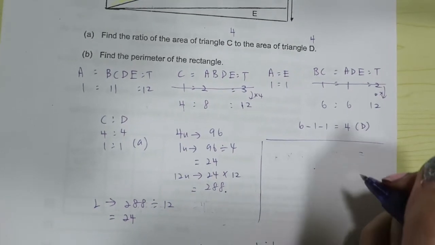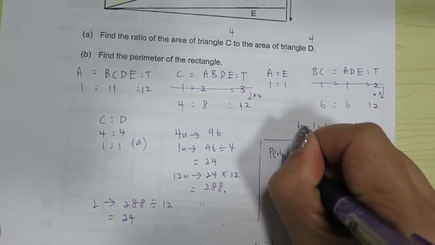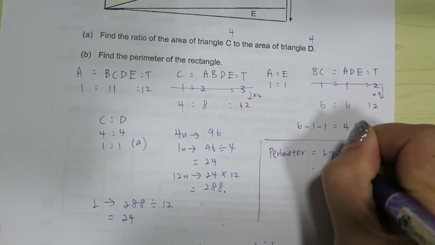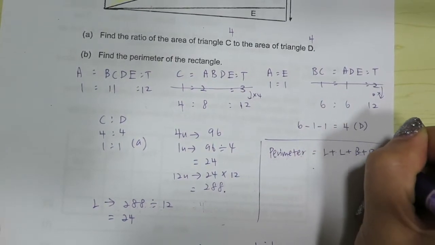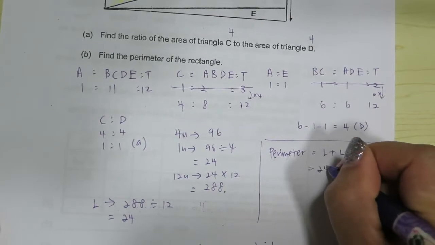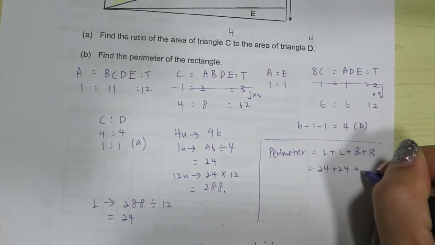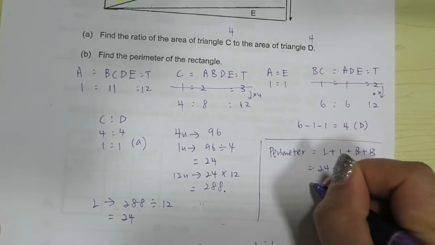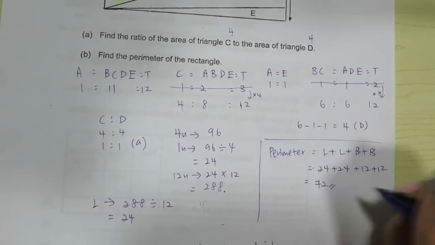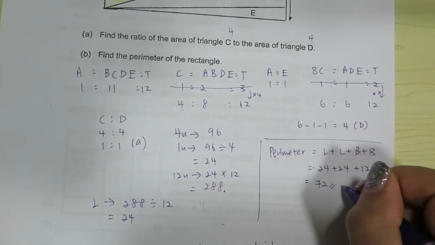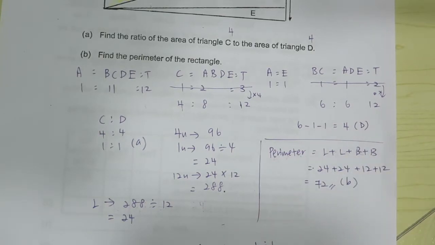Okay, so if we know the length, we are able to find the perimeter. Perimeter is equal to 24 plus 24 plus 12 plus 12, which is equal to 72. That's the answer for your part B.